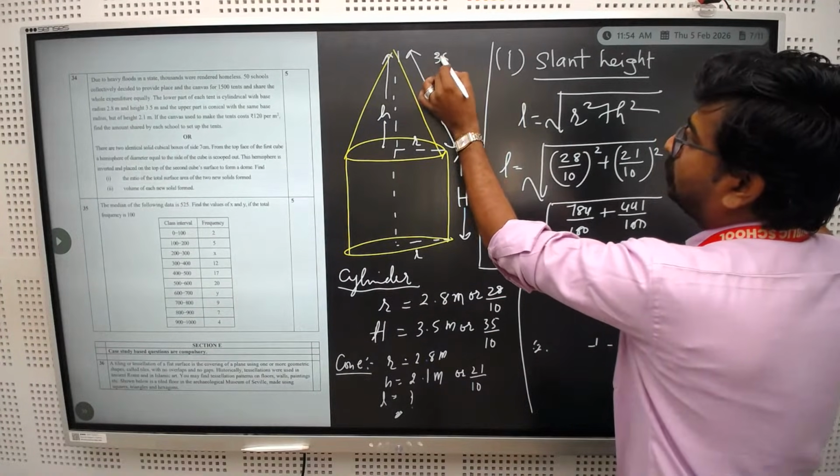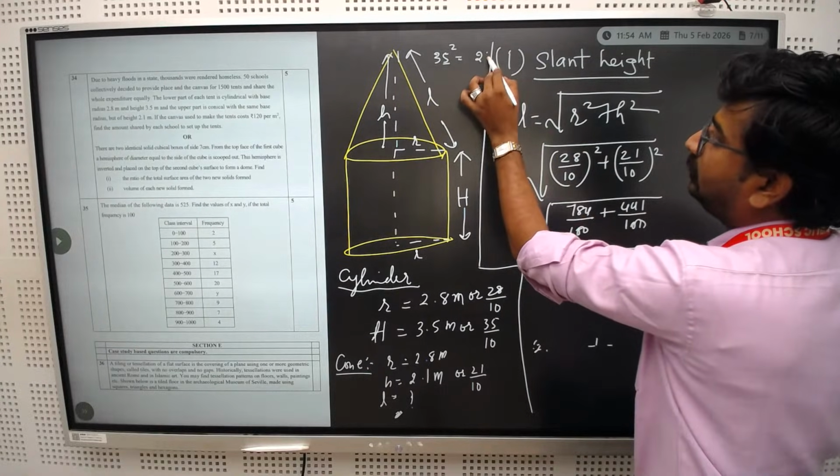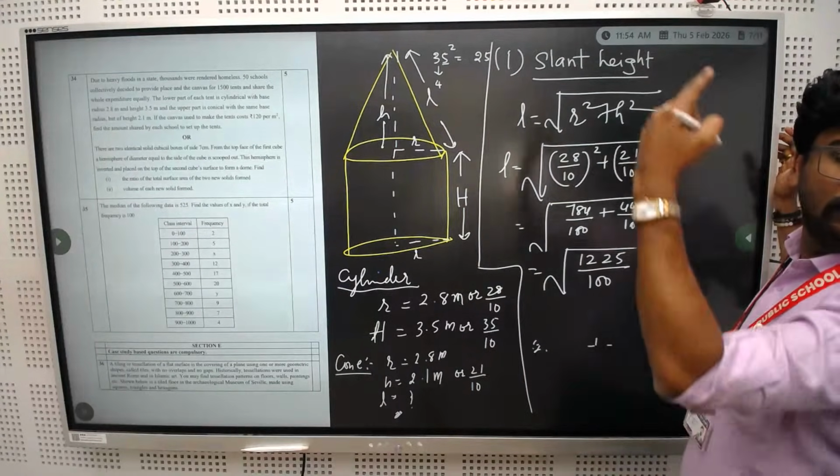The technique is consecutive numbers. Suppose I need 35 square. I will write what is 5 square? 25. After 3, the next consecutive number is 4, so what is 3 4s are?